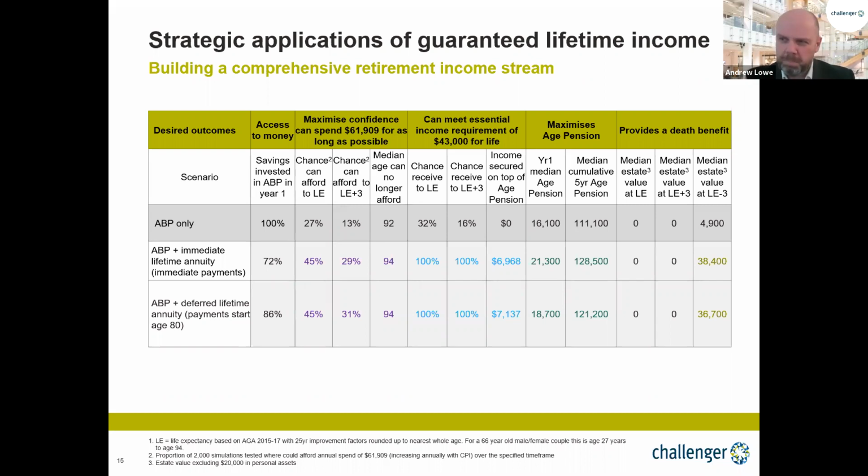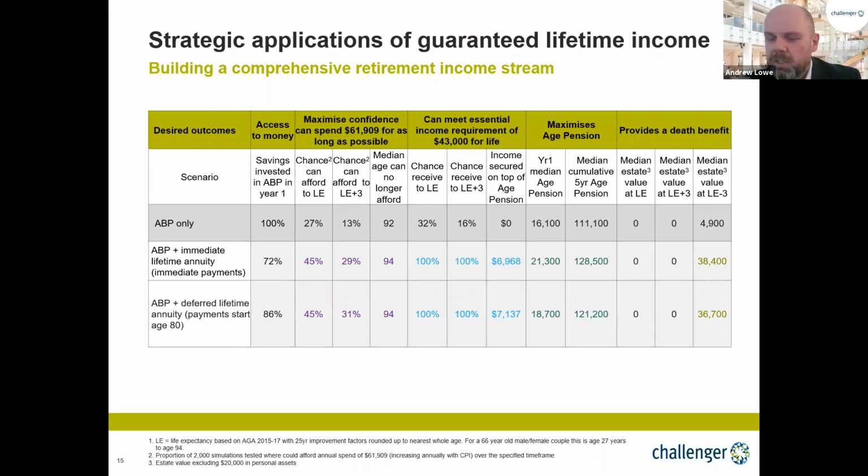But if I was to put in place an immediate annuity, I can increase that effectively out to 45%, or a deferred lifetime annuity, 45%. In terms of meeting essential spending requirements, this is where the real benefit of this strategy comes in, this partial allocation underpinning the managed account strategy. Effectively, I'm guaranteeing at least essential income requirements of 43 for these particular clients.